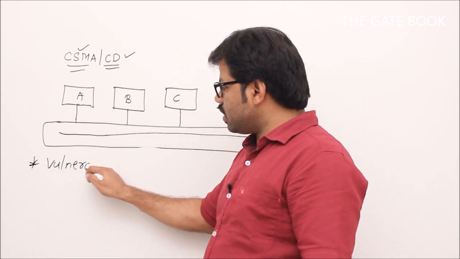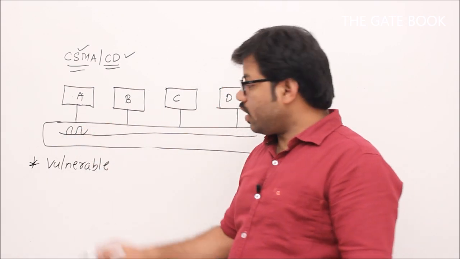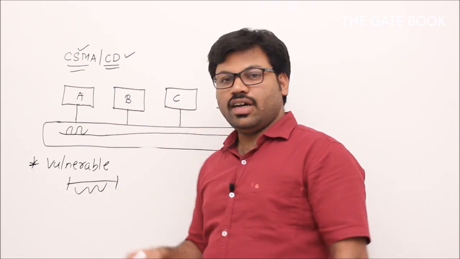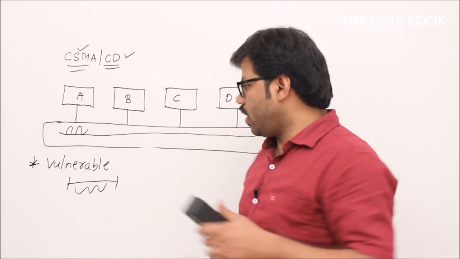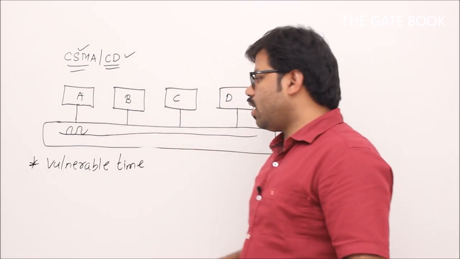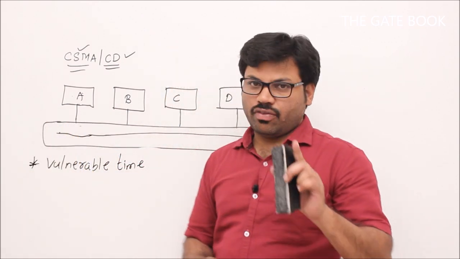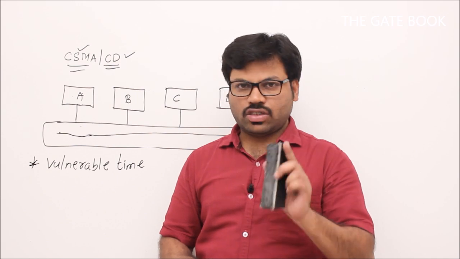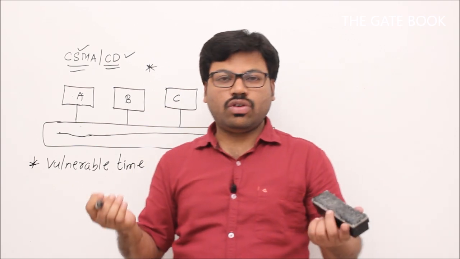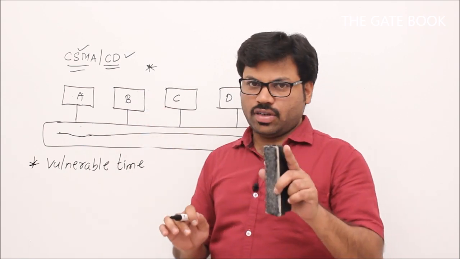Here vulnerable time is nothing but, for example, one station started sending the signals, then what is the duration of time in which, if another station sends data, there is a guarantee of collision. So just think about it. What is the vulnerable time in this one? Here we have to consider propagation delays also. If you remember the vulnerable times in pure Aloha and slotted Aloha, we just ignored the propagation delays, assuming they were negligible in that model.